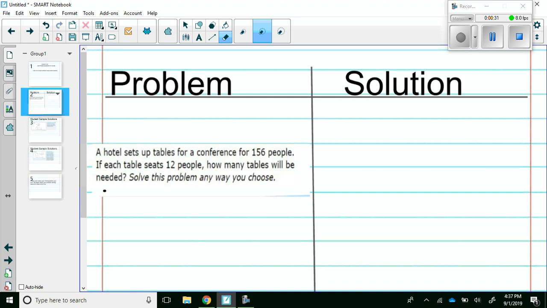Today's problem is a hotel sets up tables for a conference for 156 people. If each table seats 12 people, how many tables will be needed? Solve this problem any way you choose. Press pause to do this now, then press play when you are ready to continue.